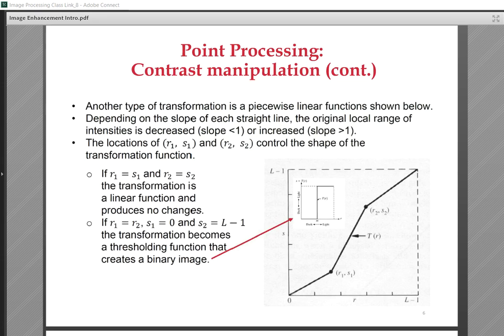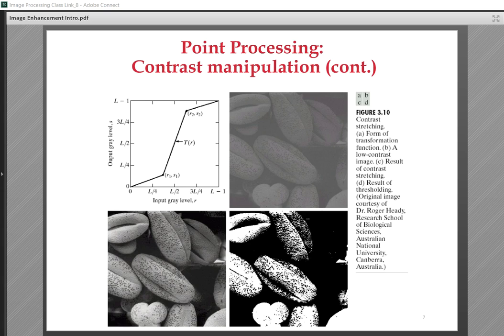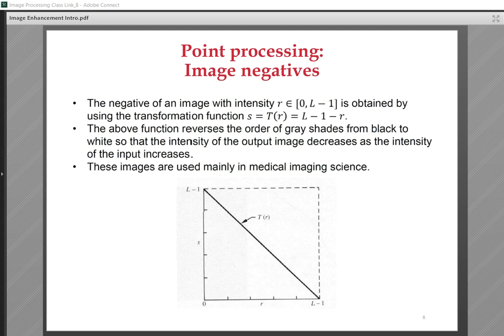Excuse me. Go here, and we said this was the original image. This was the transferred image by using this transfer function, and this is the transferred image by using a binary transformation.